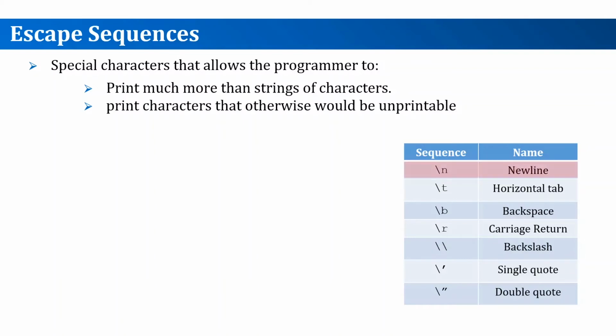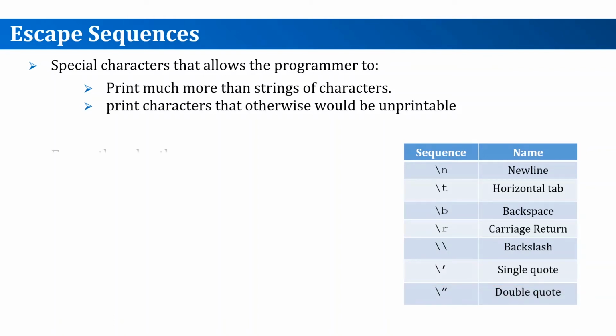The \n is the new line character. \t creates a tab, which gives you a horizontal space. \b is the backspace that goes back by one character. \r is used to return the cursor to the beginning of the current line. Double backslash, \\, is used to print a backslash. \' and \" are used to print the single and double quotation marks.